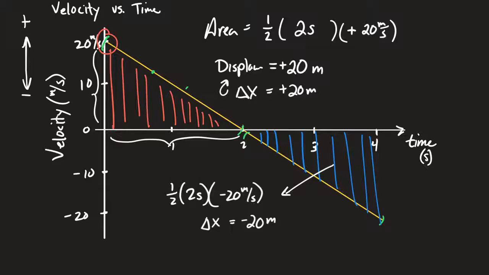Distance, absolute value, and then add. That's the difference between finding distance and displacement. Displacement, you keep the signs. Distance, you don't.